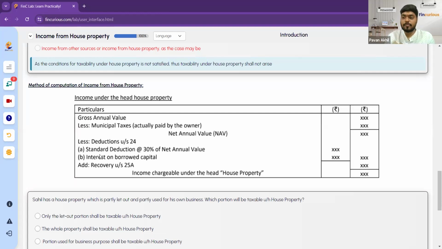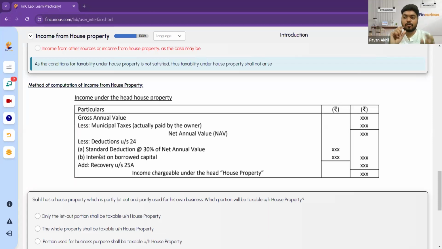Sometimes the tenant might be paying those municipal taxes in the name of the owner, and sometimes the tenant will not even get the refund of money from the owner. In those circumstances, the owner cannot claim it as a deduction. So the municipal taxes that the owner pays to the government, he can take as a deduction.